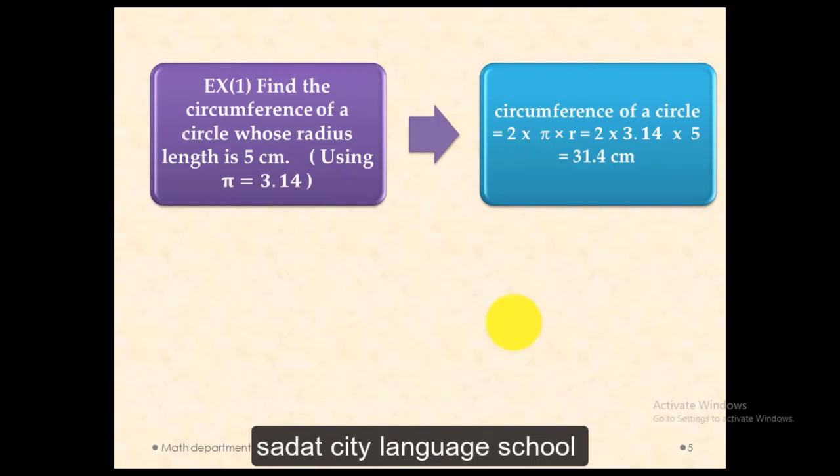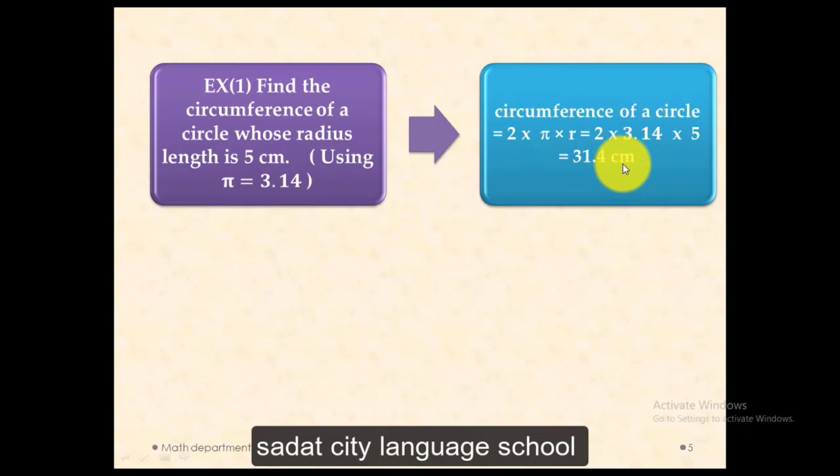If I have the length of radius, can you find circumference? Yes, circumference of circle equals 2 pi times radius. Here he gave pi equal 3.14, and he gave radius length equal 5, so the circumference of the circle is 2 times 3.14 times 5 equals 31.4 centimeter. Why do we write centimeter?